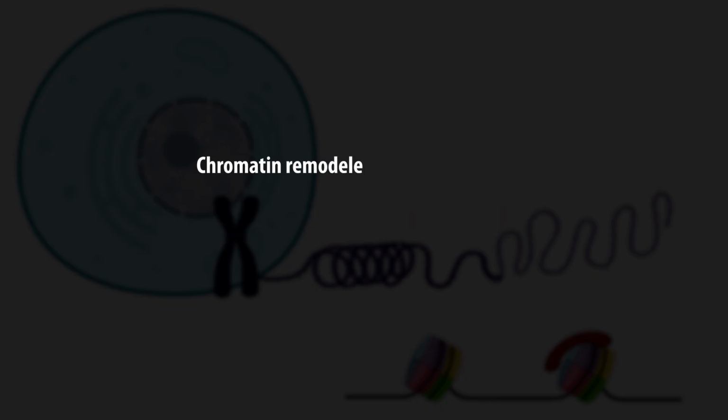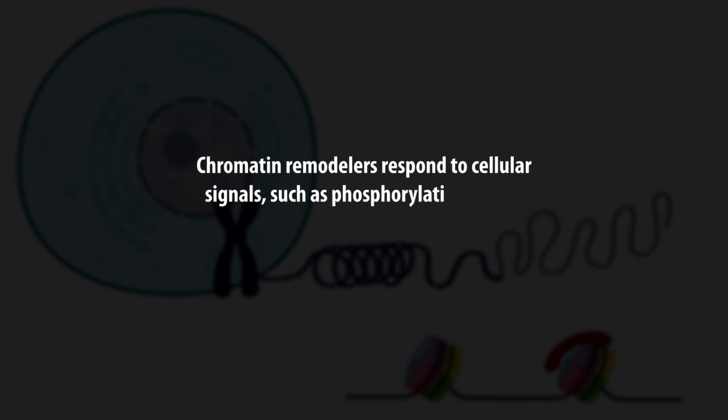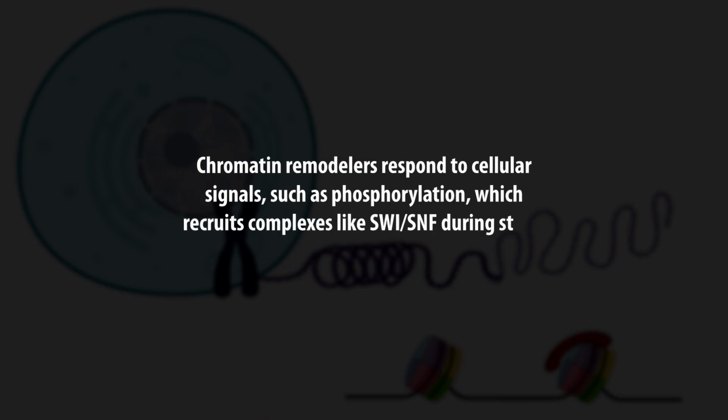The fifth one is the signal responsive dynamics. Chromatin remodelers respond to cellular signals such as phosphorylation, which recruits complexes like SWI/SNF during stress responses, for example, DNA damage. This signal-driven activity ensures rapid chromatin reconfiguration, allowing cells to adapt to environmental or developmental cues.